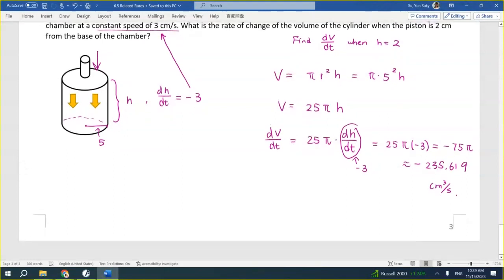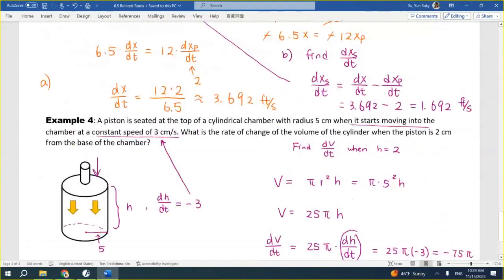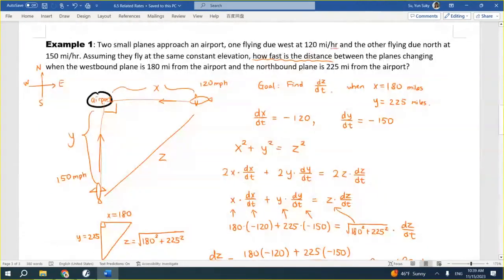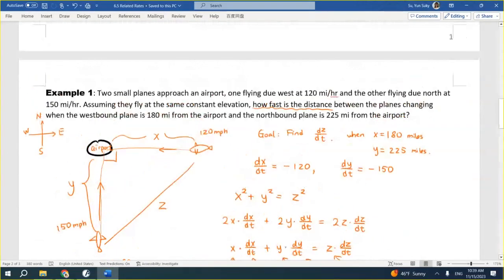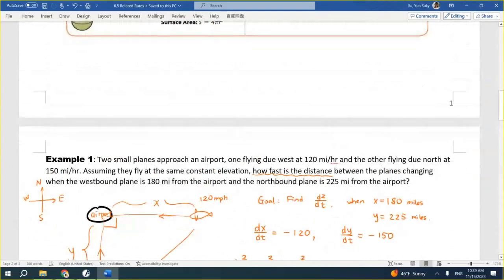And I want to practice more with you. Do you remember the first problem where you have the airplane approaching the airport? The distance x and y and z are all changing. I want you to look at a different example. Like we have a house here, okay, and I have a ladder. Okay, the ladder is 5 feet long. And then I pull the ladder to the right. And can you imagine what happened? And the ladder will drop down, right?